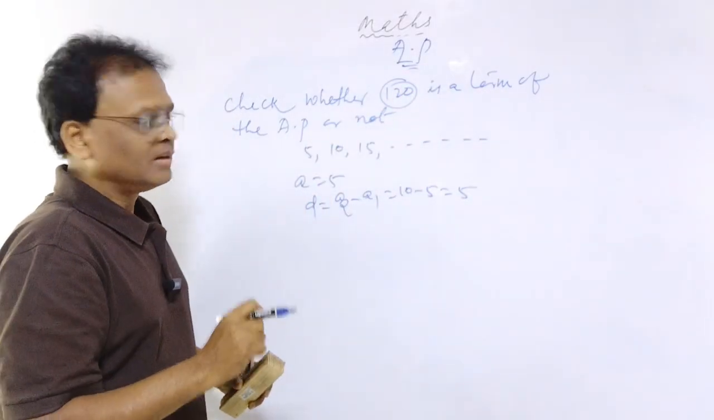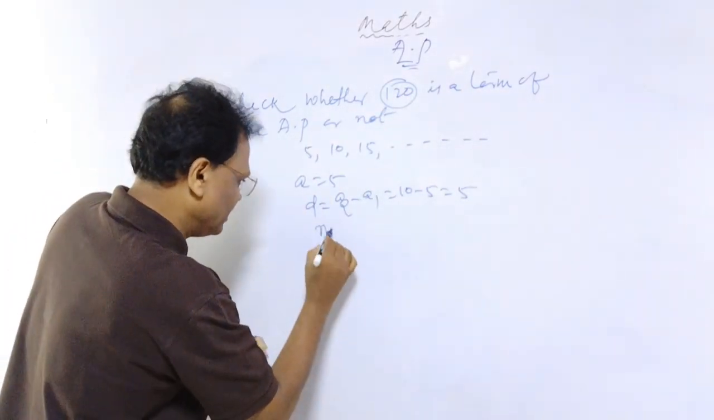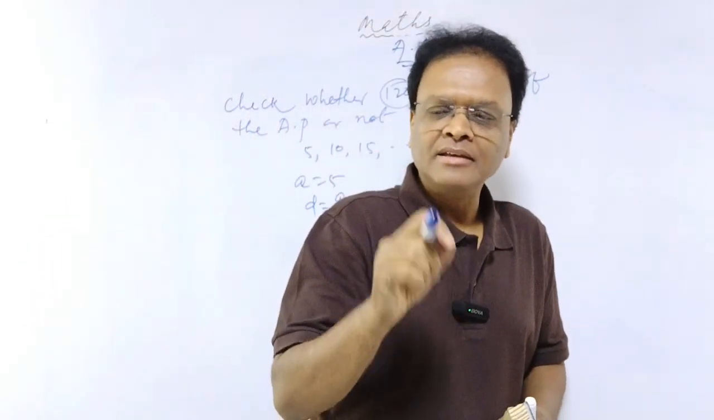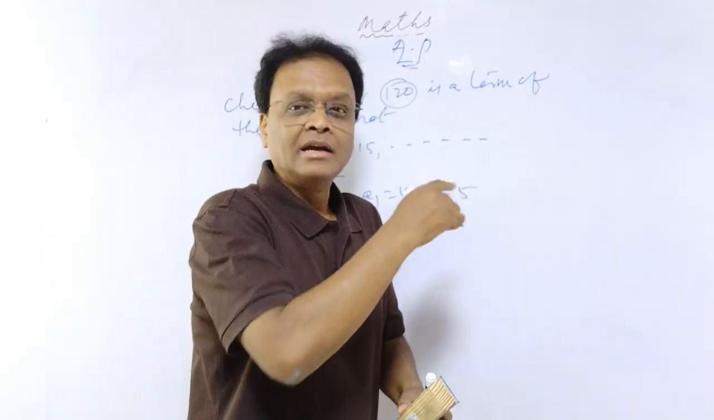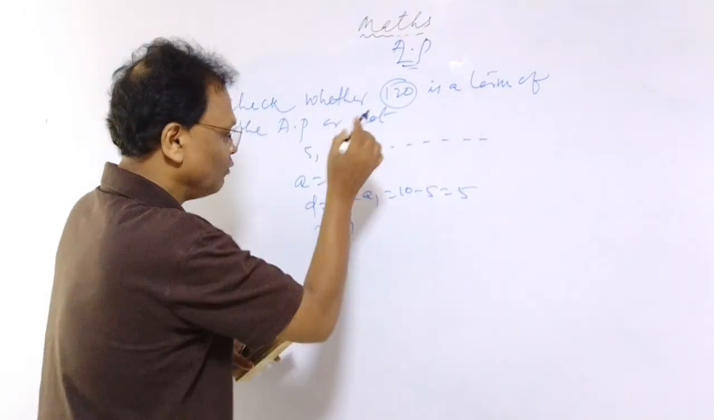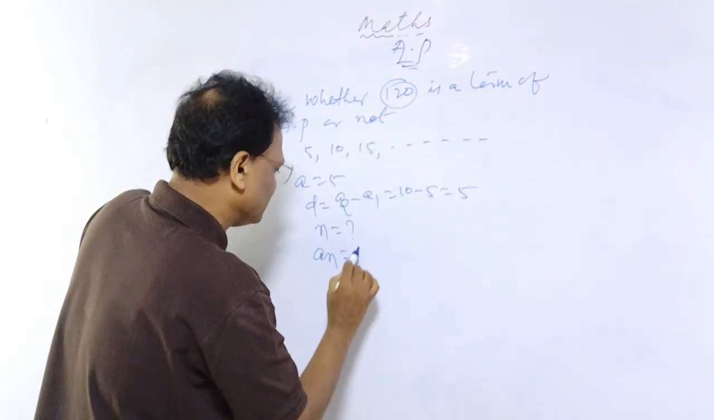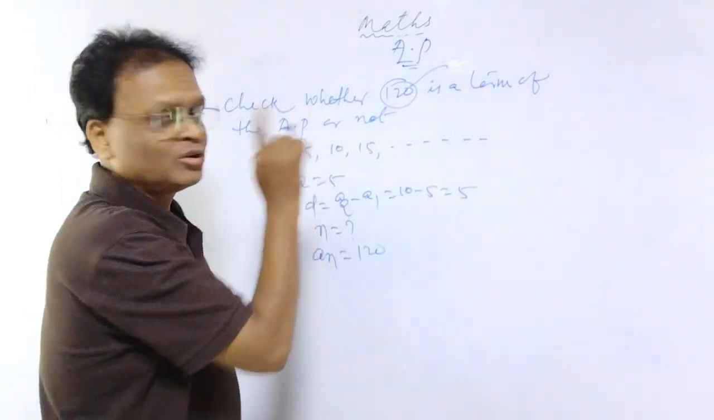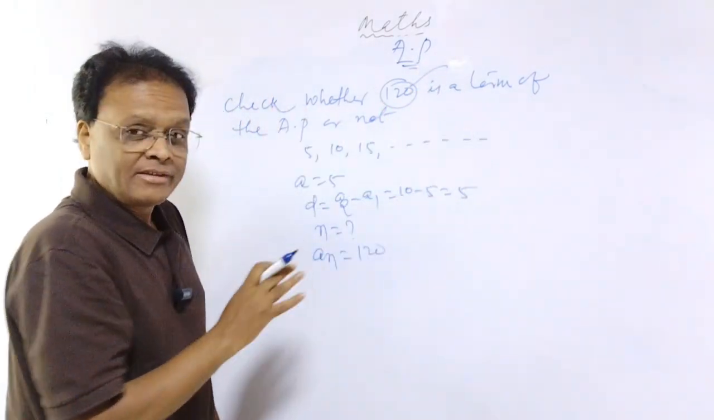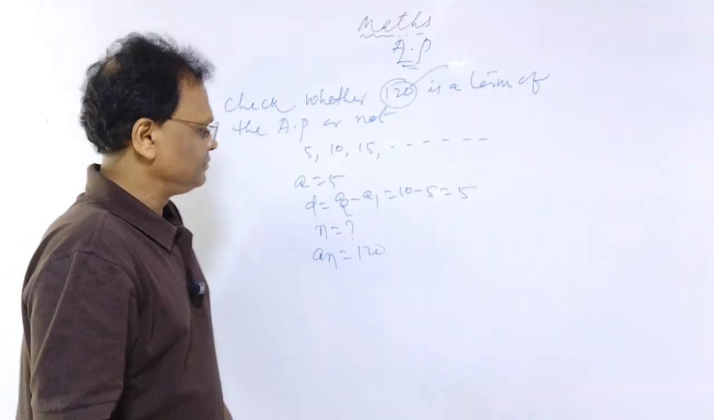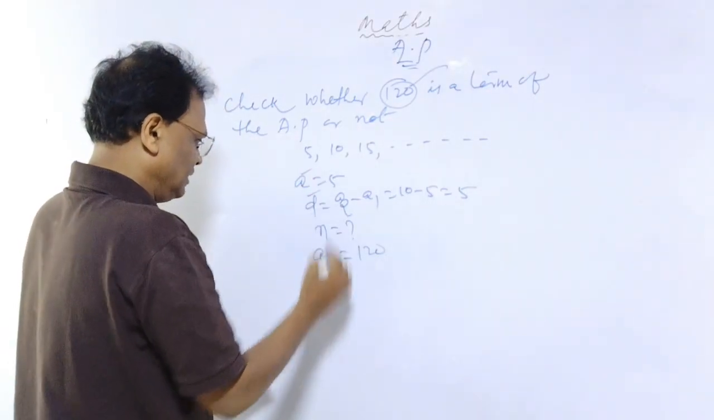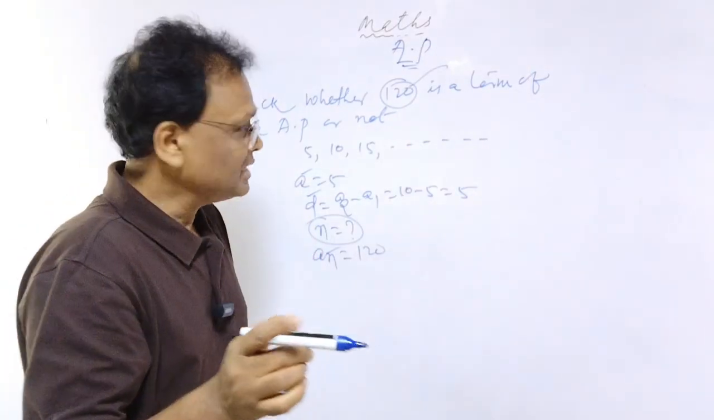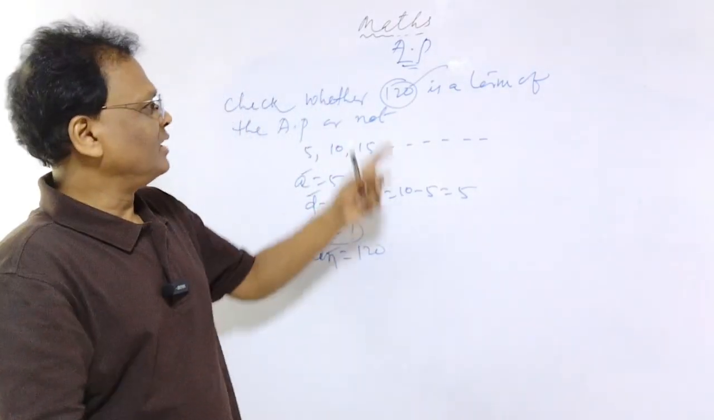Term of the AP means I have to find n. अगर ये मुझे चेक करना कि ये एक टर्म है या नहीं, तो आपको n की वैल्यू फाइंड करना. And whatever is given, that you will take as an. यहाँ जो भी दिया उसको आप an लेना. 120 that is the nth term. So whatever is given, that you will take as the nth term. The nth term is given, but you have to find what n is. Means which term is 120.